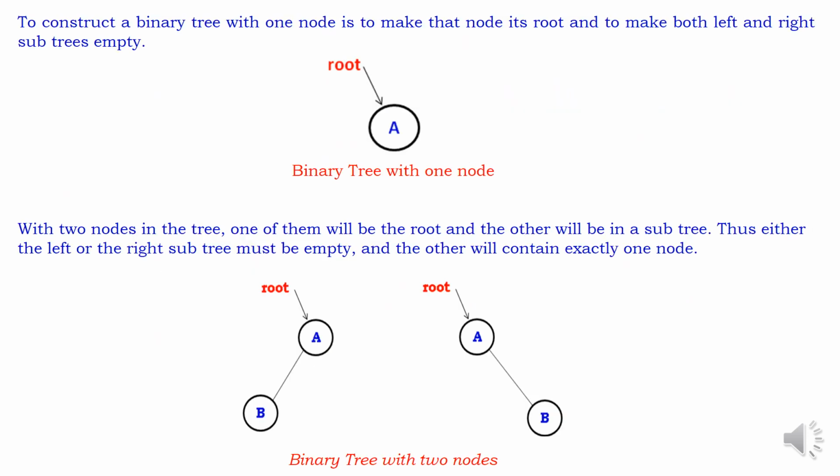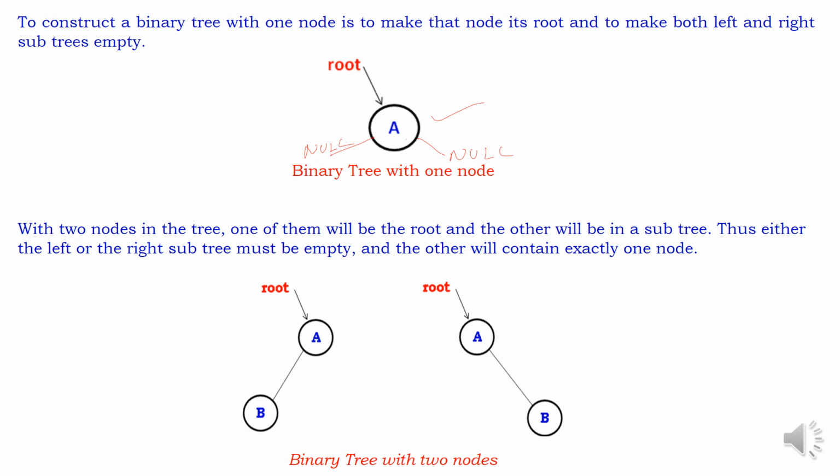So let me explain how to construct a binary tree with some number of nodes. Say, for example, if there is only one node to construct a binary tree. So we are going to construct a binary tree with only one node. So that node becomes root node. Left side is null, right side is null. So a binary tree with only one node, that node becomes root node.